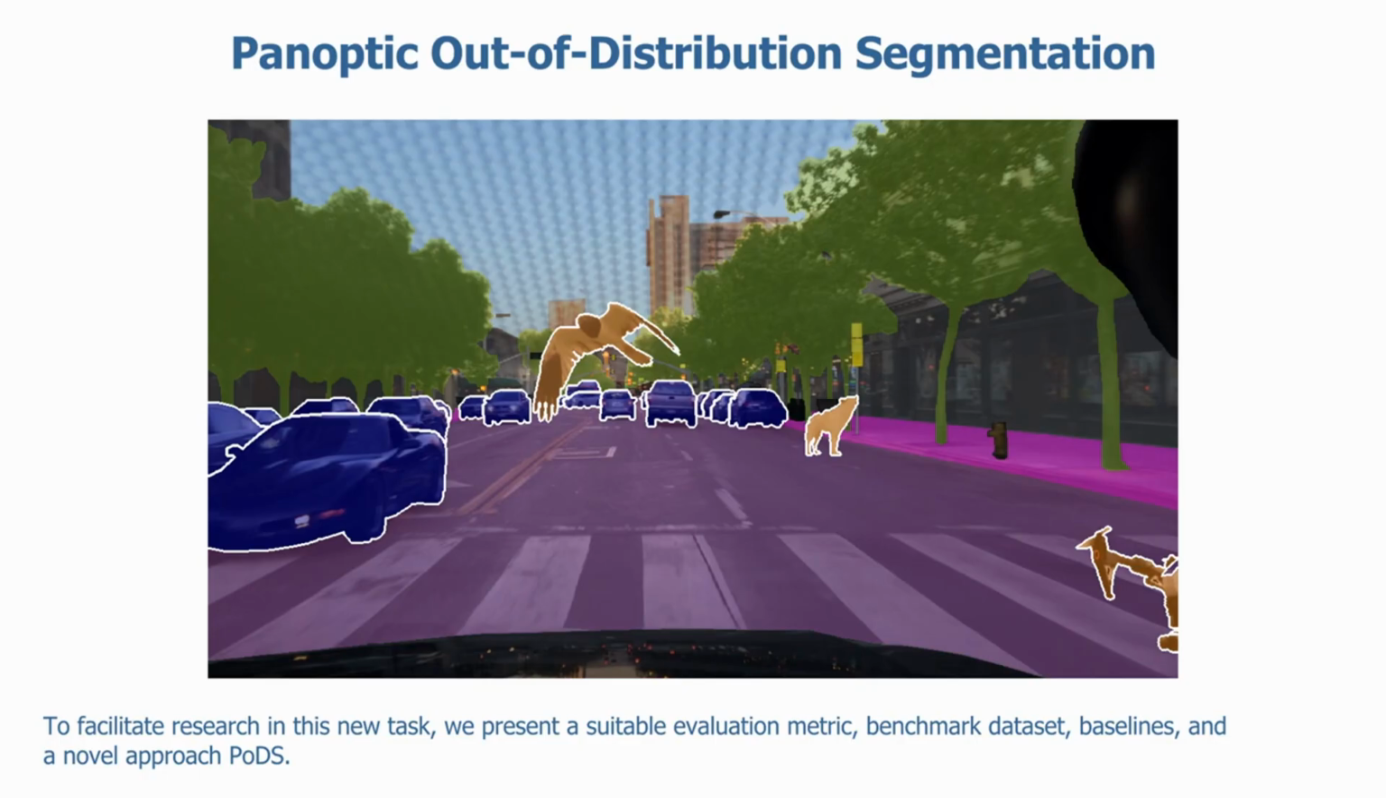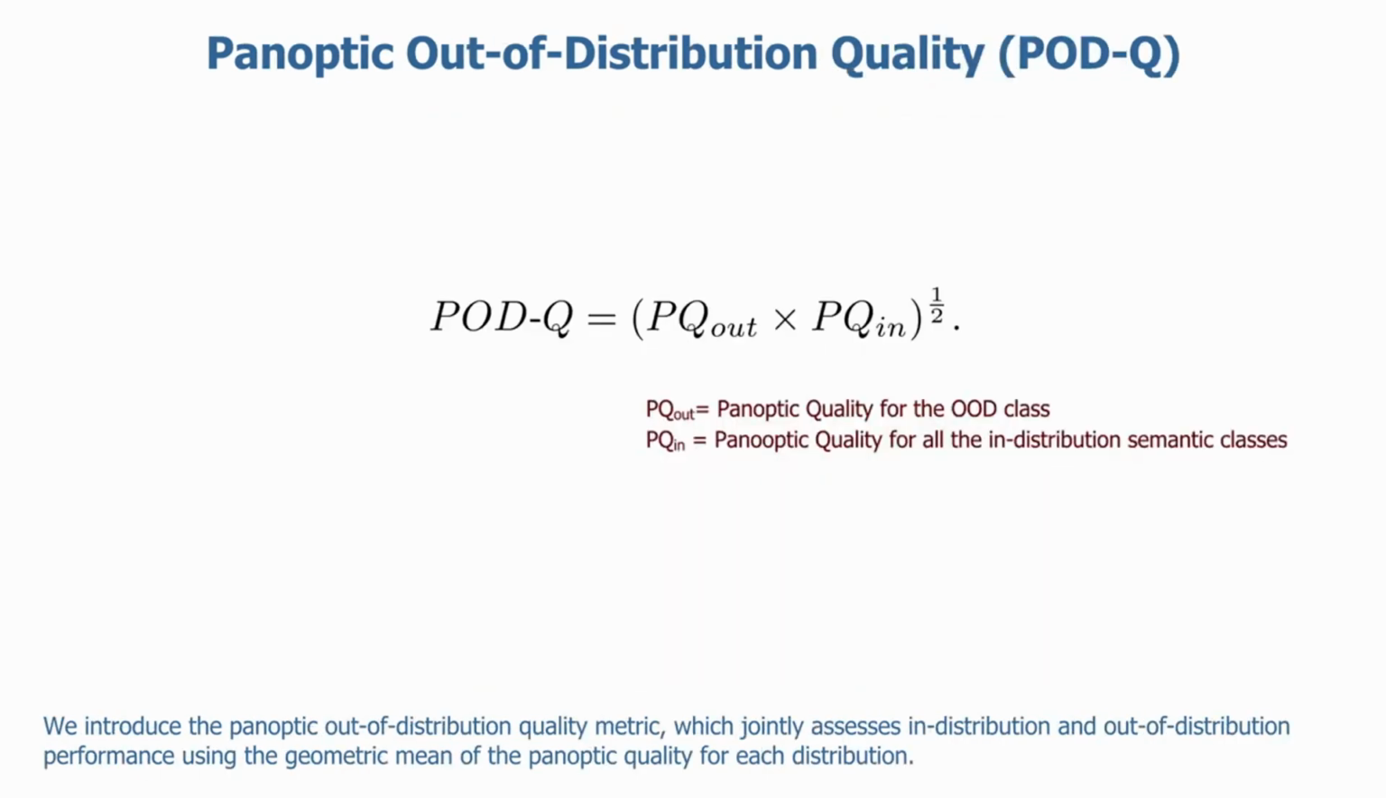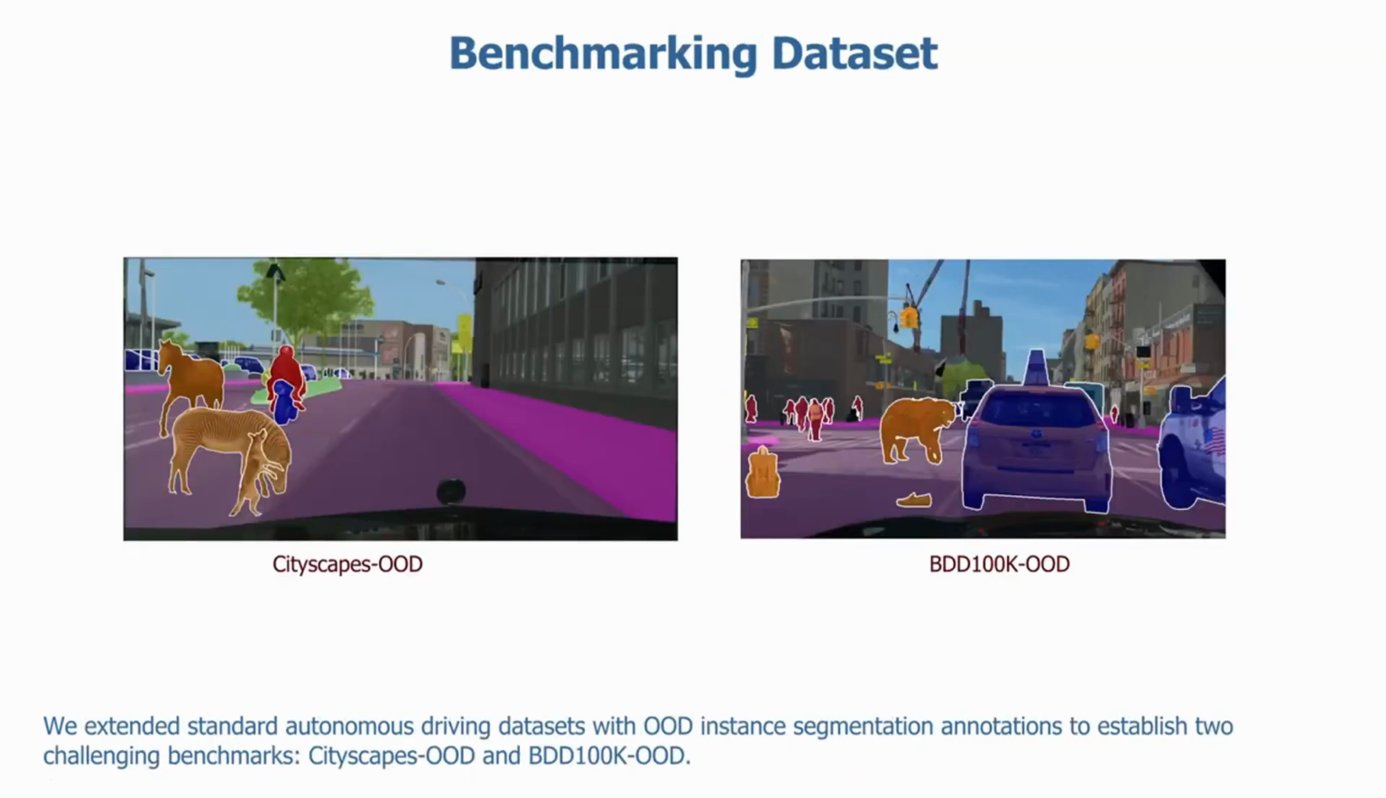To facilitate research in this new task, we present a suitable evaluation metric, benchmark dataset, baselines, and a novel approach, PODS. We introduce the Panoptic Out-of-Distribution Quality metric, which jointly assesses in-distribution and out-of-distribution performance using the geometric mean of the panoptic quality for each distribution. We extended standard autonomous driving datasets with OOD instance segmentation annotations to establish two challenging benchmarks: Cityscapes-OOD and BDD100K-OOD.